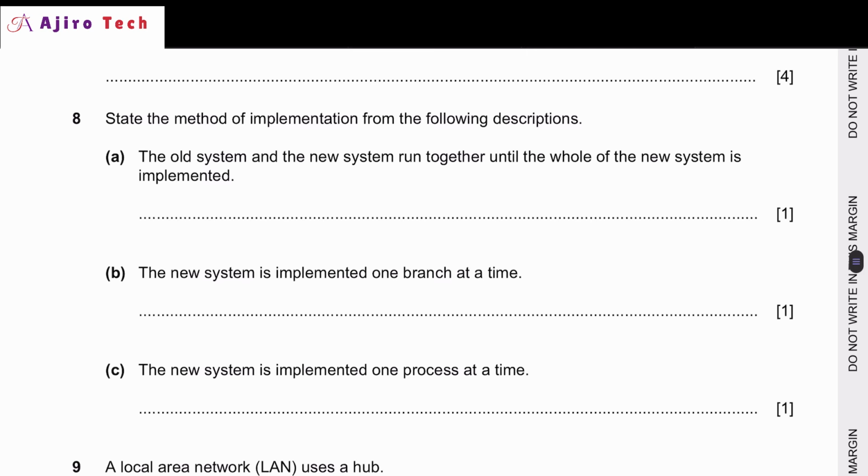Question 8. State the method of implementation from the following description. So you see this in what? In chapter 7, the systems life cycle, SLC. Now, under implementation, we have 4 types. Please take note. Under implementation, we have what? We have 4 types. The first one is direct implementation.